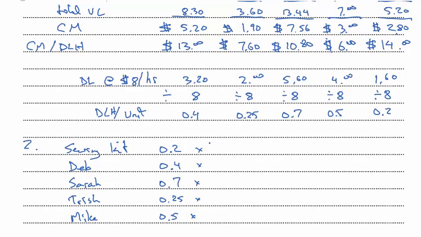So this is going to be the number of units now. So the sewing kit was 325,000. Debbie was 50,000. Sarah was 35,000. Trish was 42,000. And Mike was 40,000.